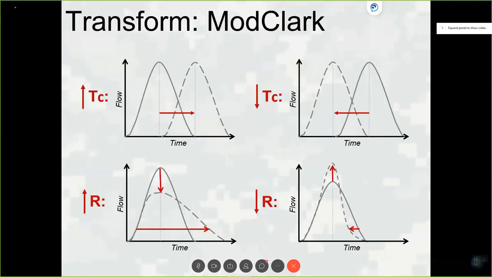So for example, here we're looking at the Mod-Clark transform parameters. We can see that increasing the TC value translates the hydrograph forward in time, and decreasing the TC value translates it backward. Increasing the storage coefficient, R, increases the available storage within the subbasin. So it generally decreases the peak and attenuates the volume further out into the future. So essentially, it's the same volume throughout here. There's no losses. If you took your hand and just squished it down, that's kind of what increasing the storage value does to the hydrograph.